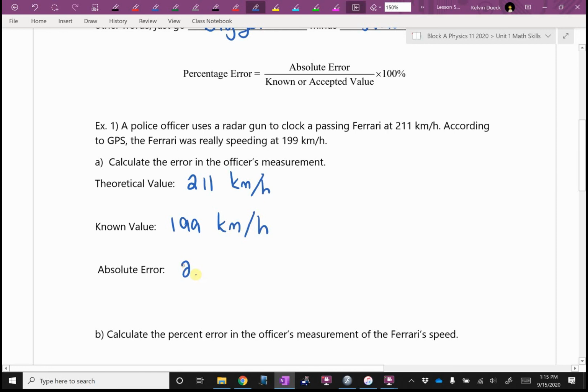It's going to be 211 take away 199, or 199 take away 211, but then take the absolute value of that to make it positive. So I just go bigger minus smaller. Double check me, 12, yes? Does that mean this radar gun will always be off by 12 kilometers per hour, no matter what speed the car is traveling? No. We would be more interested in the percentage error.